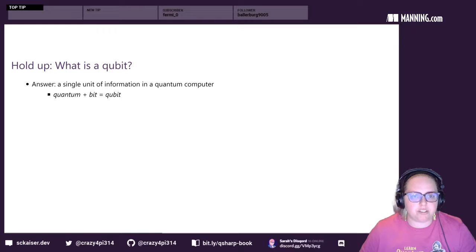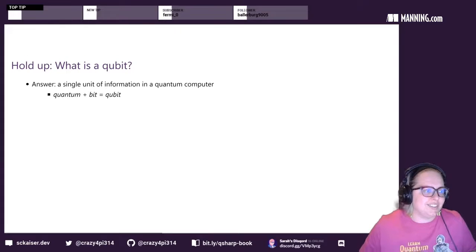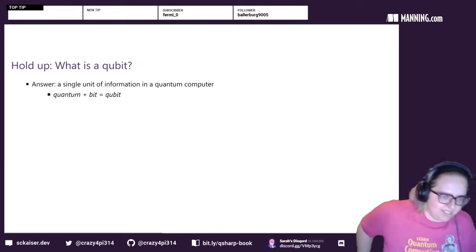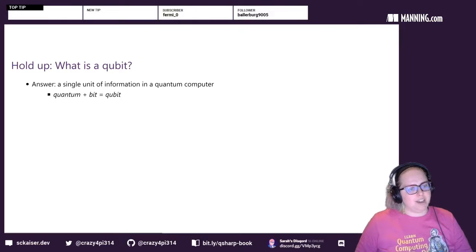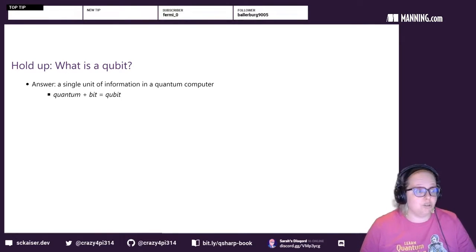A qubit is basically a single unit of information in a quantum computer. It's maybe not the most whimsical of names, but it's literally, if you take the QU from quantum and add it to bit, you get qubit, right?